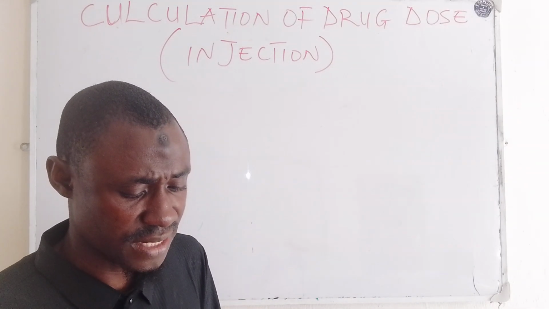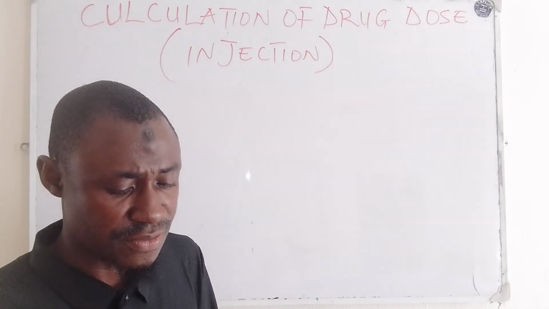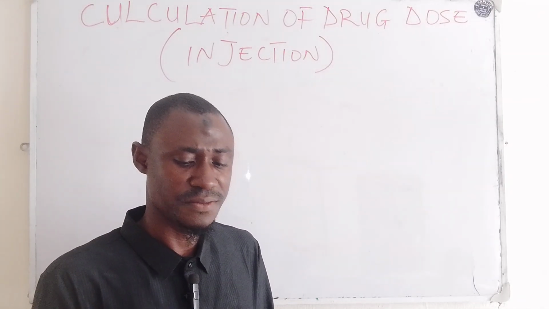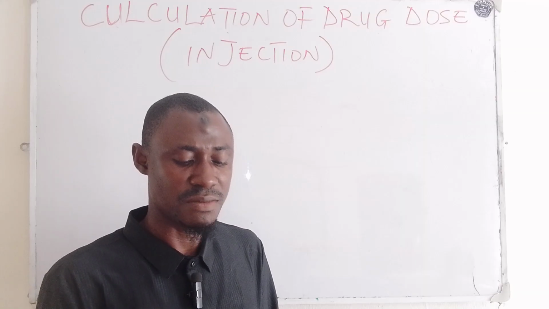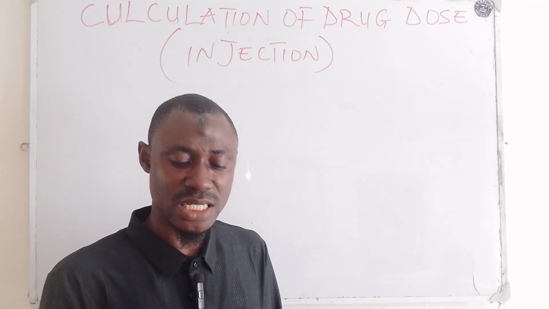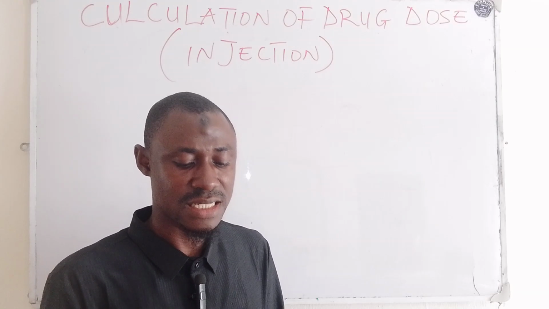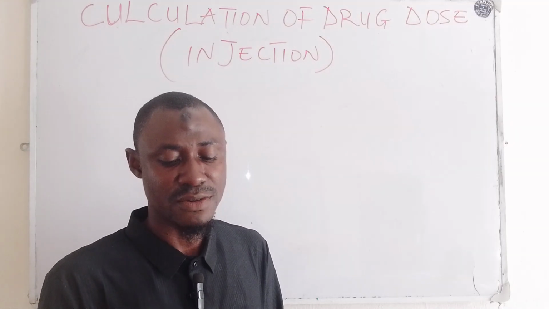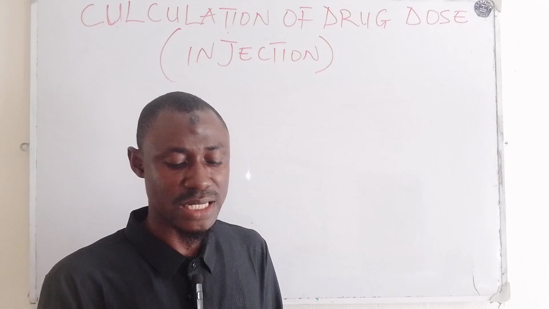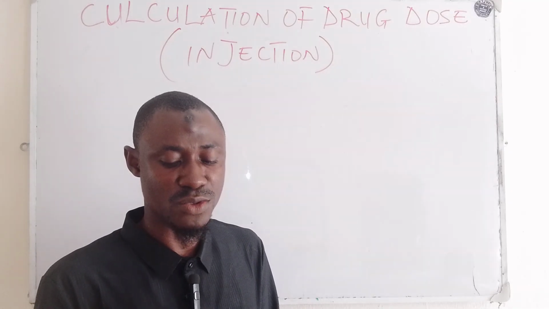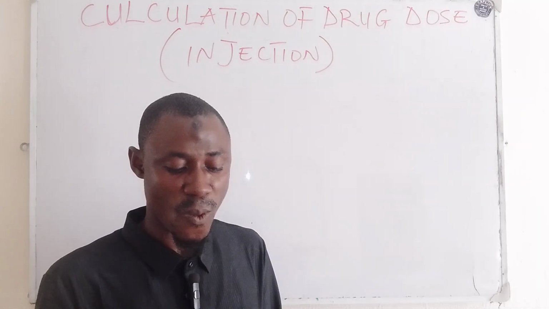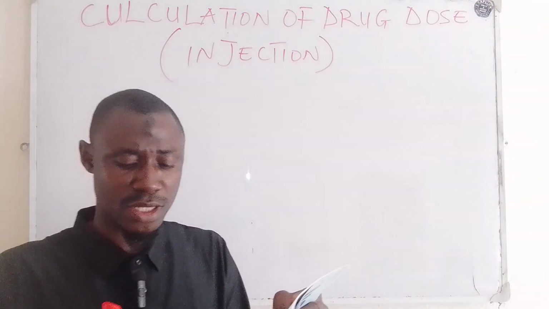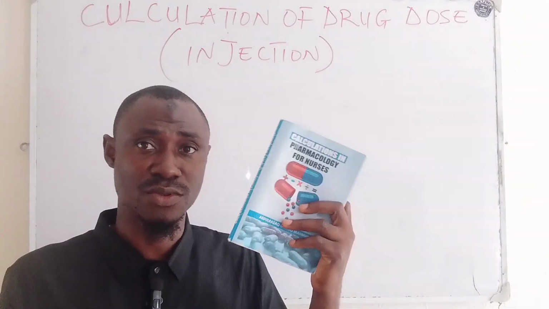So let's start with the first example. Let me read from what we have here. In calculating drug dosage for an injection, first, calculate the amount in milligram or any other appropriate unit which stands as the required or prescribed dose. Then the formula below is used to calculate its equivalent in ml before withdrawal from a vial or an ampoule. This statement is on page 20 of this book.